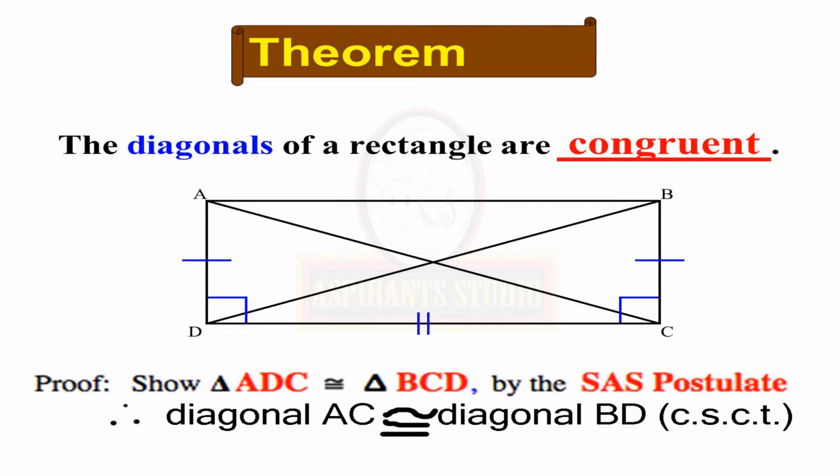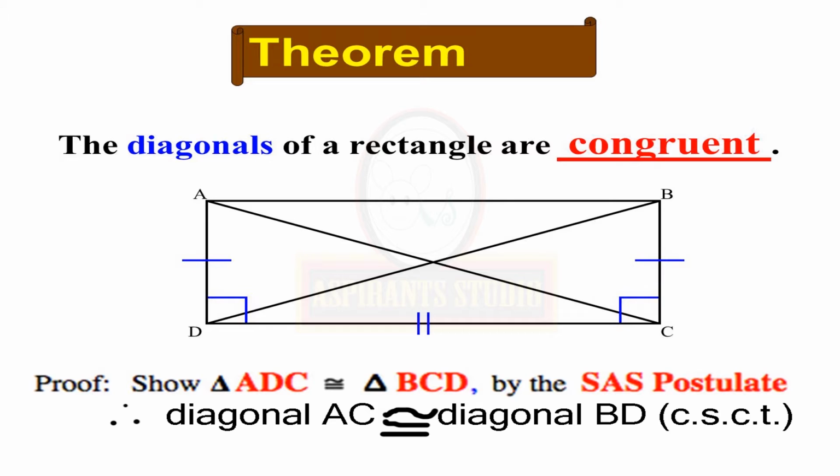Now coming to solve theorems. Diagonals of a rectangle are congruent. You have to prove that diagonals of a rectangle are congruent. So you draw the figure. You are given quadrilateral ABCD is a rectangle. You have to write that. I have not given it here. I have given it in the next page.